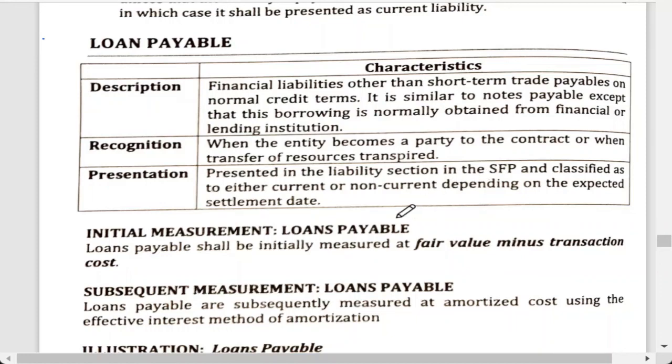So, those are the brief descriptions of the three financial liabilities that are classified as financial liabilities measured at amortized cost.